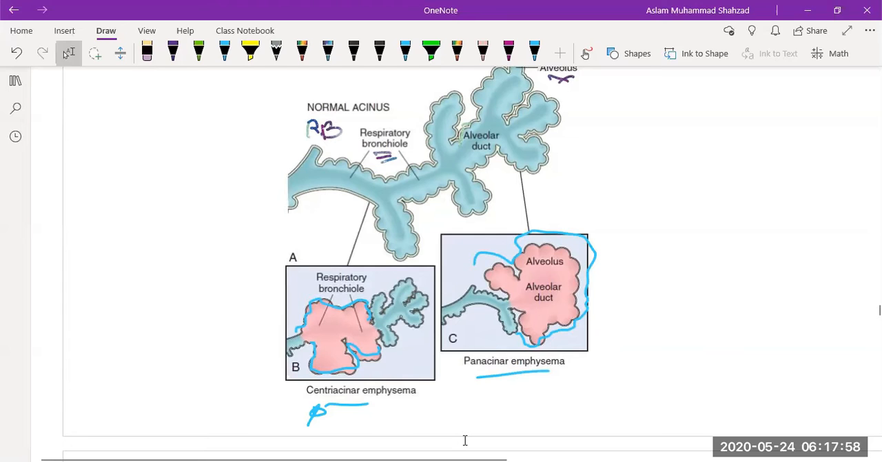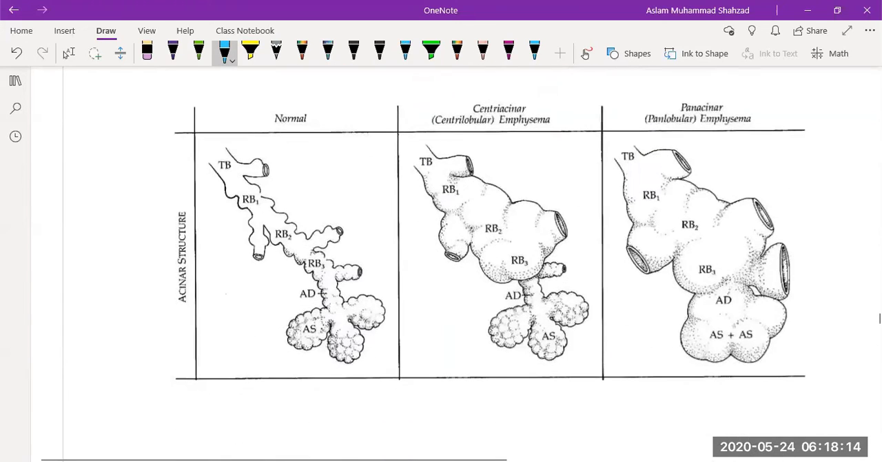When we talk about centriacinar, the emphysema is on the central part, on the respiratory bronchiole, whereas in panacinar it is on the terminal part, on the alveolus and alveolar duct. I have to put some more pictures to explain this. Again, on the left side is a normal picture, where this is the terminal bronchiole, this is respiratory bronchiole 1, then further branches 2 and 3, RB1, RB2 and RB3. Then we have alveolar ducts, and then we have alveoli, or we can say alveolar sacs. So this is the normal branching that goes to the tail.